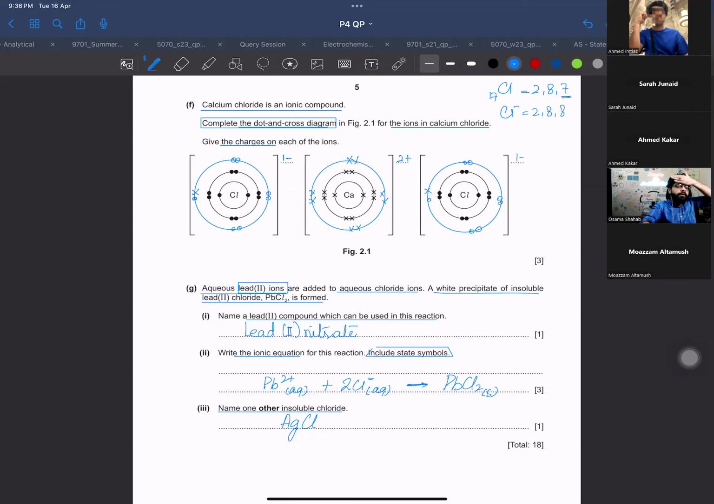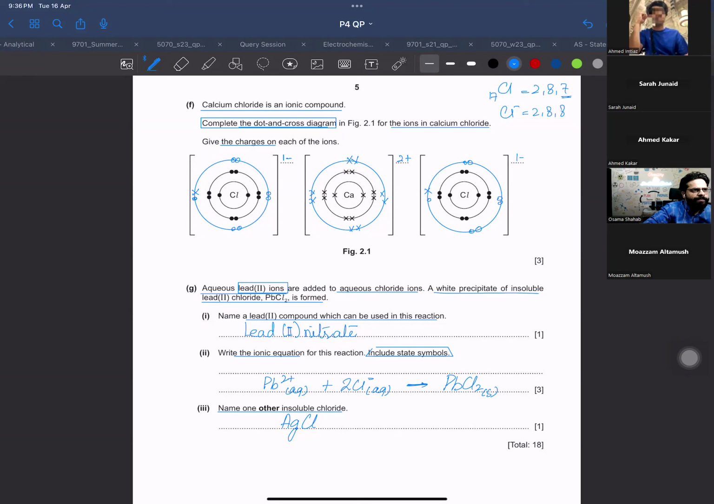Sir, can you repeat G part 1? G part 1 is asking for the soluble salt of lead. So you can see in G, they are saying aqueous lead ions. So aqueous lead ions can only be possible when you are using a soluble salt of lead, right? Otherwise, lead ions alone are not available. There should be a soluble salt of lead. So the only soluble salt of lead is lead nitrate. All right? Okay, sir. Thank you.